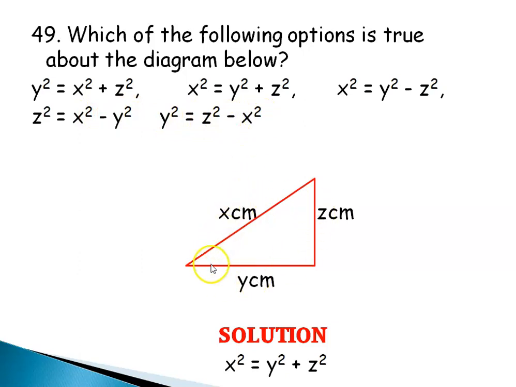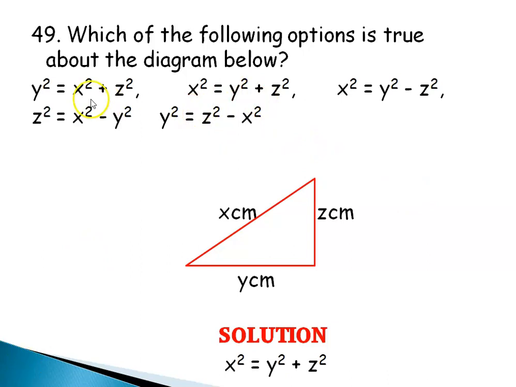Now look at this. This is the Pythagoras theorem that we need to use to get that. This is the hypotenuse. This is the opposite and the adjacent. So x squared is equal to z squared plus y squared. So that's what the answer is. X squared is equal to y squared plus z squared, and this is the answer.